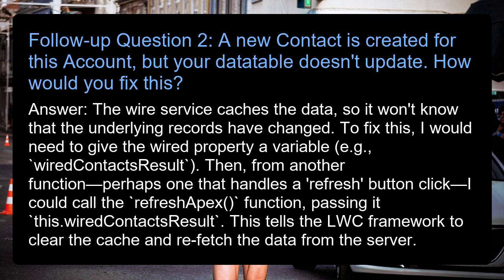Follow-up question 2: a new contact is created for this account, but your data table does not update. How would you fix this? Answer: the wire service caches the data, so it will not know that the underlying records have changed. To fix this, I would need to give the wired property a variable, for example wiredContactsResult. Then, from another function, perhaps one that handles a refresh button click, I could call the refreshApex() function, passing it this.wiredContactsResult. This tells the LWC framework to clear the cache and refetch the data from the server.